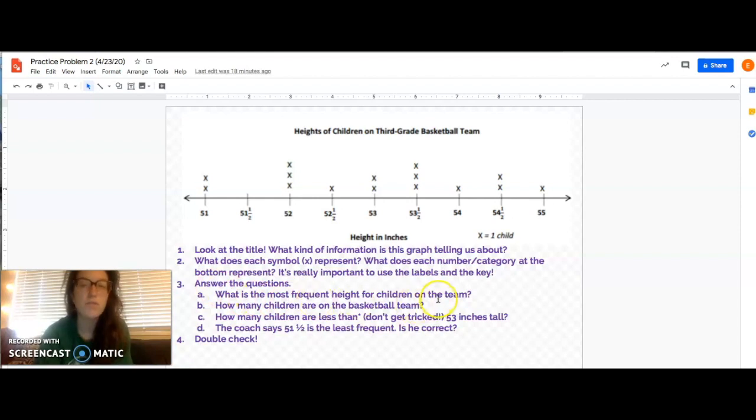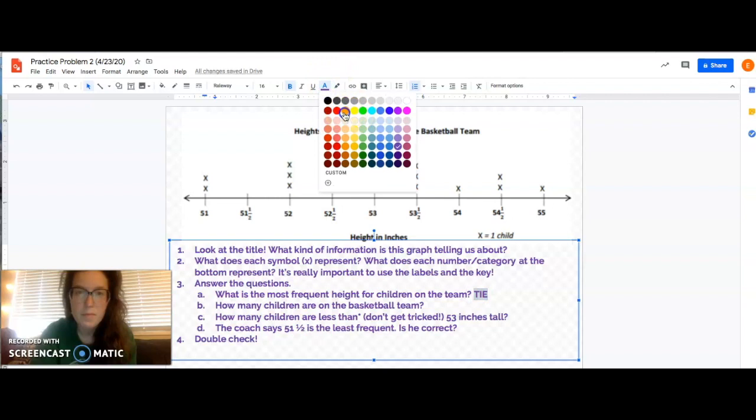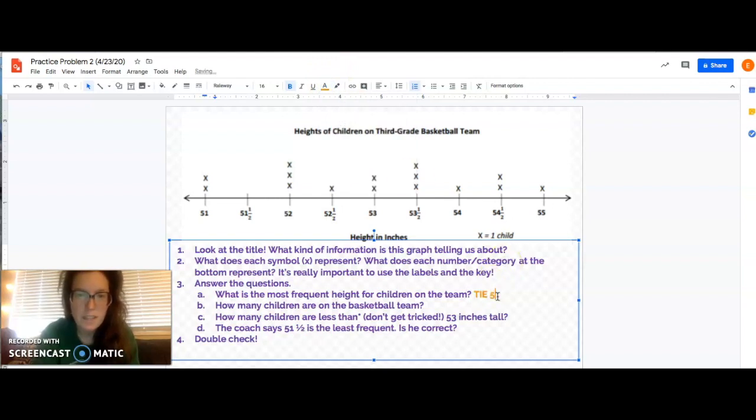So what is the most frequent height for children on the team? Again, when we're looking for most frequent, we're looking for the one that had the most kids at that height. Let's see. Looking across all the options here, it seems to me like 52 and 53.5 have the most, and it is a tie. Right, so it's a tie between 52 and 53.5.